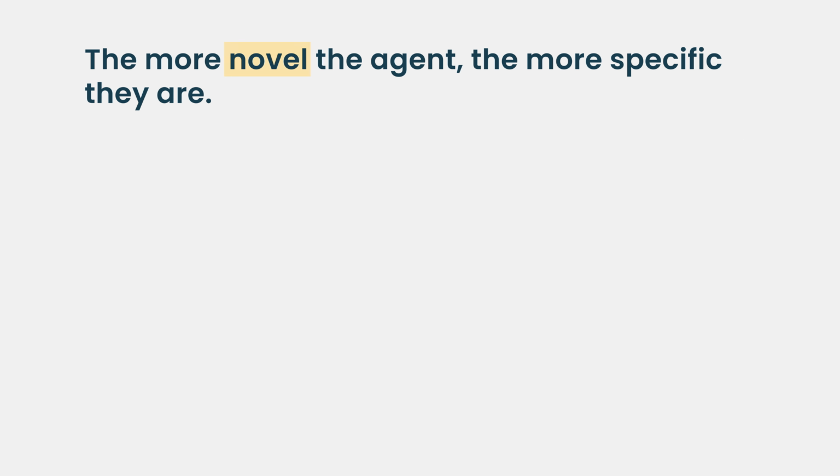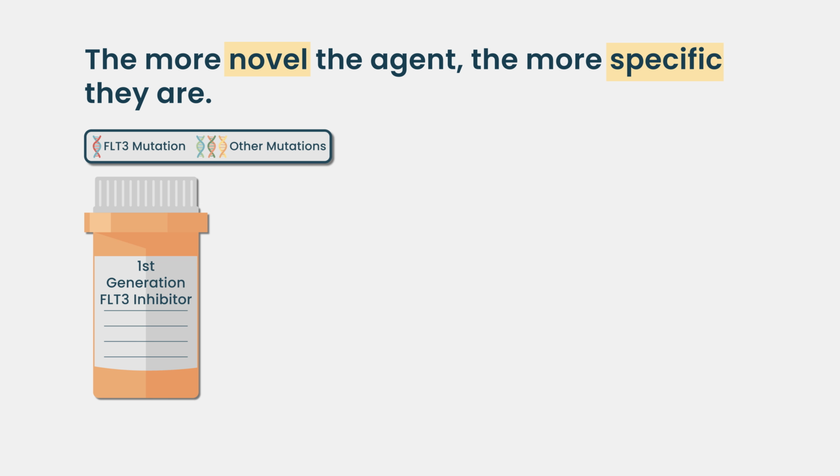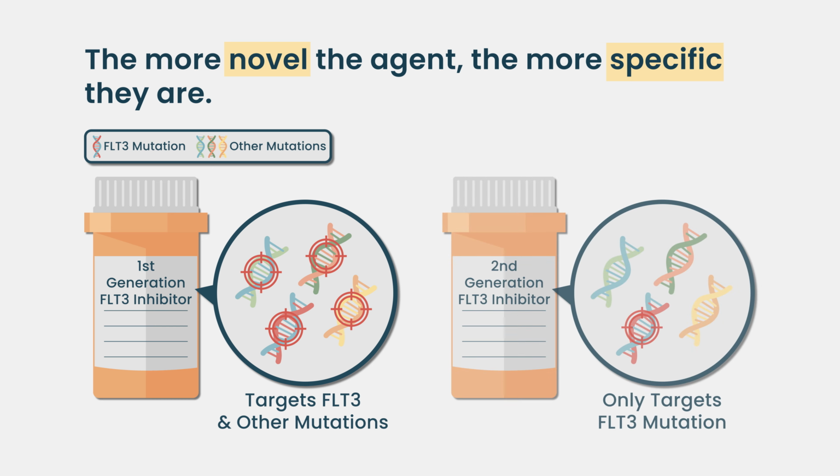The more novel the agent, the more specific they are, meaning that agents approved before had more targets in addition to just FLT3. Now, those targets may not be mutations found in AML, but they were just other targets that the medicine would cover, meaning that it had a chance of leading to off-target toxicity or more side effects. So, a very simple way of saying it is that the earlier TKIs would have been more of a dirty TKI, meaning broadly covering several targets. Whether that led to increased efficacy through some unknown mechanism, yes, but that also could mean that it could lead to more toxicity as well.